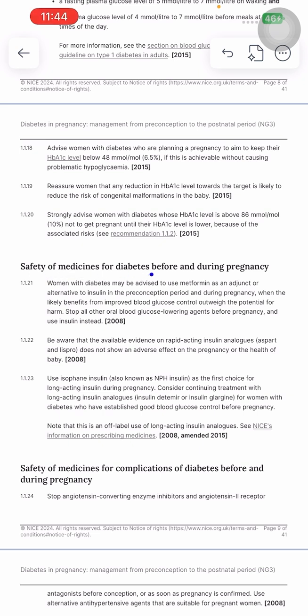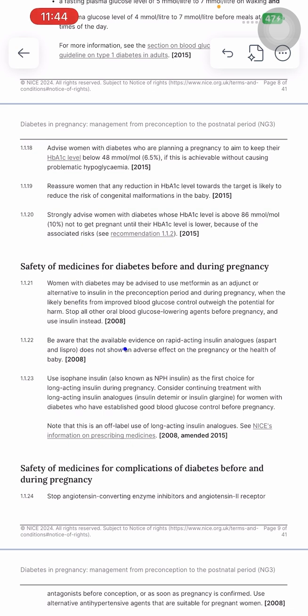Safety of medicine for diabetes before and during pregnancy. Women with diabetes may be advised to use metformin as an adjunct or alternative to insulin in the preconceptional period and during pregnancy, when the likely benefit from improved blood glucose outweighs the potential for harm. Stop all other oral blood glucose lowering agents before pregnancy and use insulin instead. So in that, they say that preconception metformin or insulin both are best in these cases.